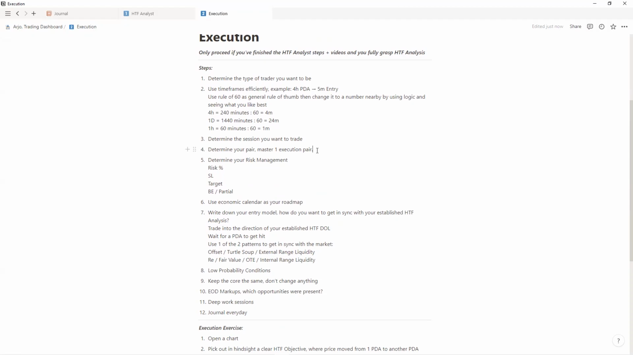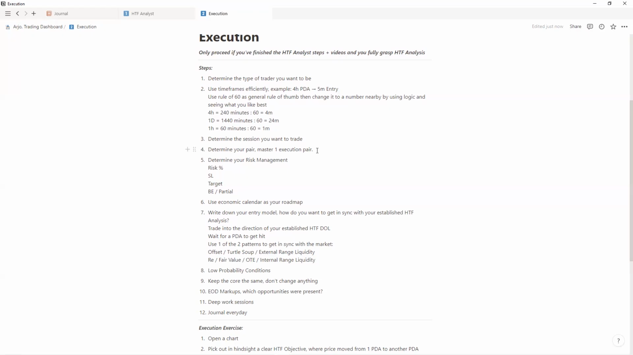Again, something personal: master one pair. Why one pair? It's very important to master one pair because every pair has its own characteristics. For example, I used to trade AUD/USD. It moves in a weird way, just constantly coming back to an order block, making a new order block, coming back to an order block. It's something you start to notice. Your subconscious starts to notice it, and that's when you excel at your understanding.